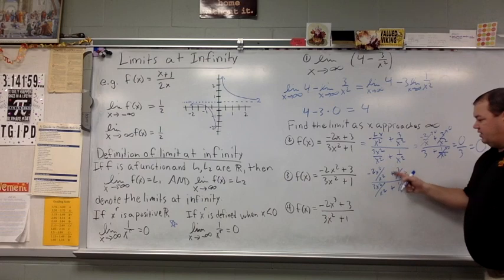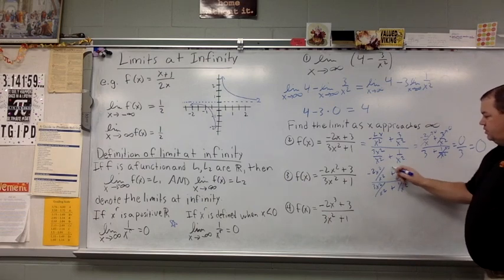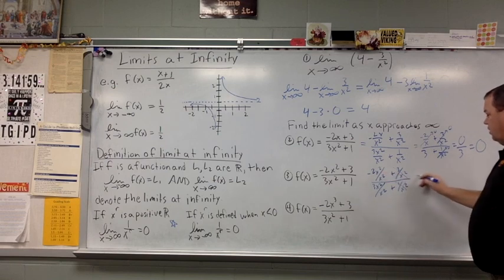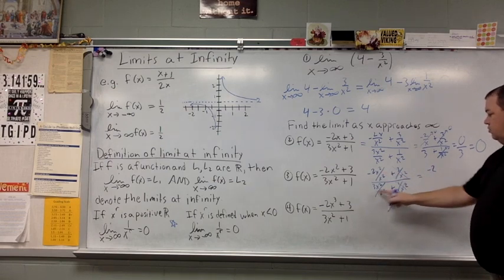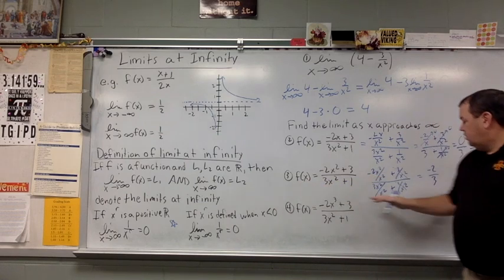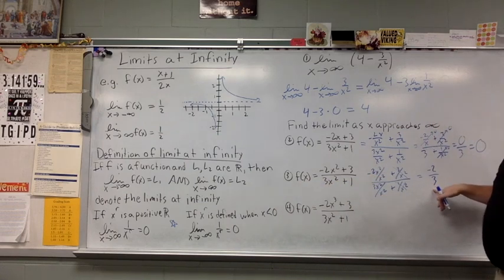And anything that has an x squared still on the bottom is going to go to 0. That's going to go to 0. But now I have a little simplifying to do. This particular function is going to get closer and closer to negative 2/3.